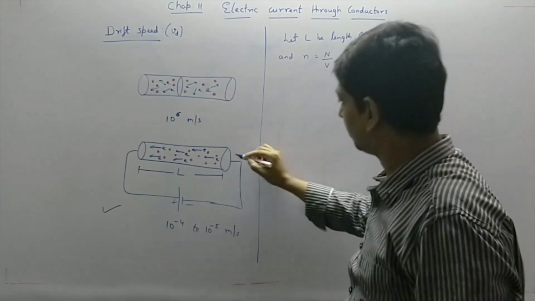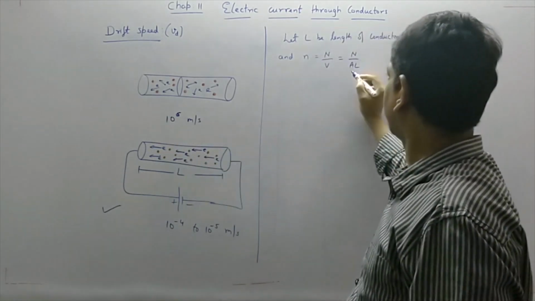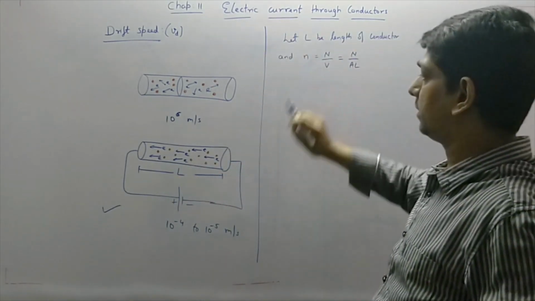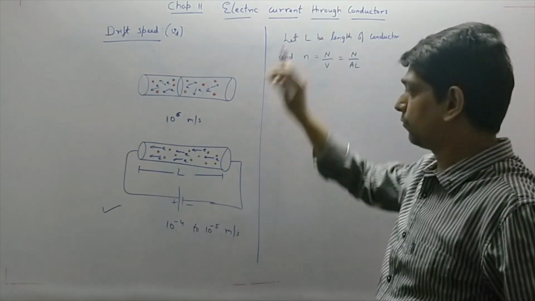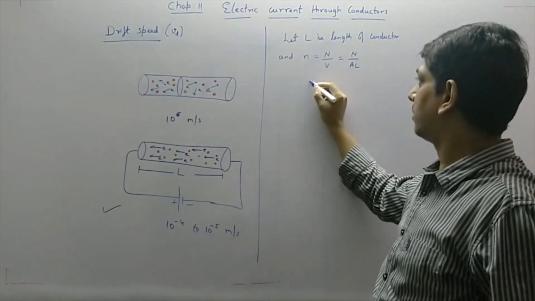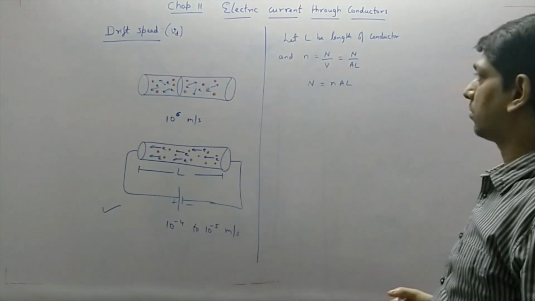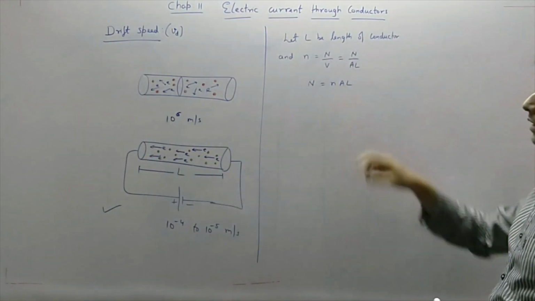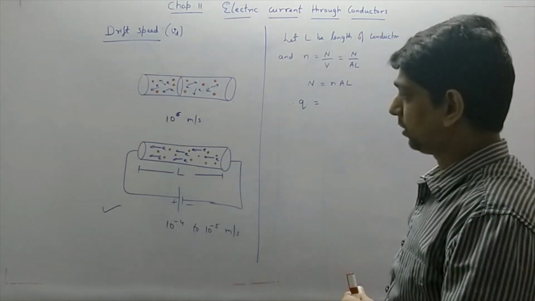Volume is the area of cross section, a uniform cross section inside the conductor, times the length of the conductor, that is AL. So if L is the length of the conductor and n is the number of electrons per unit volume flowing inside the conductor, then the total number of electrons is nAL. So the number of electrons in this cross section is nAL. Now, the total charge flowing, I can write.